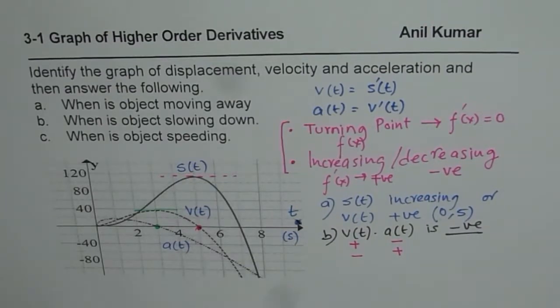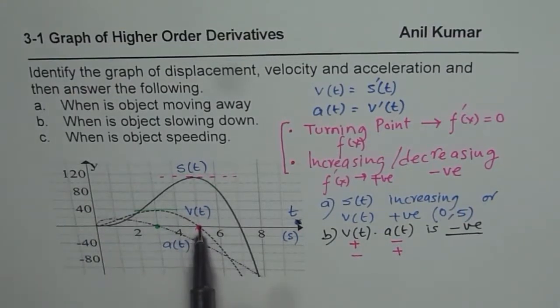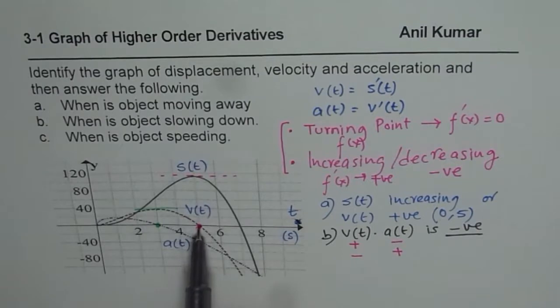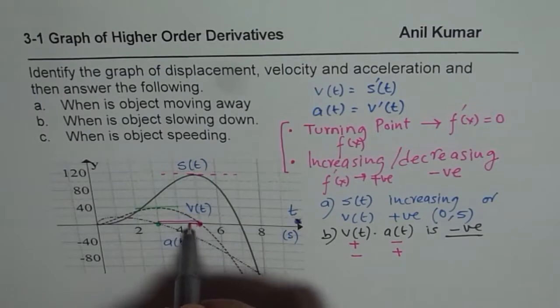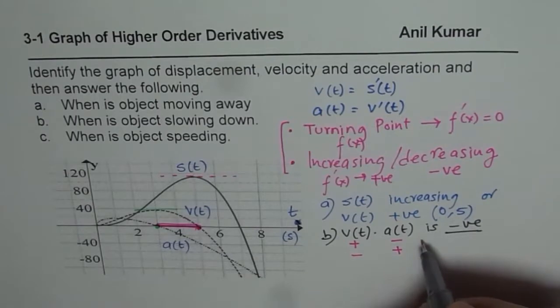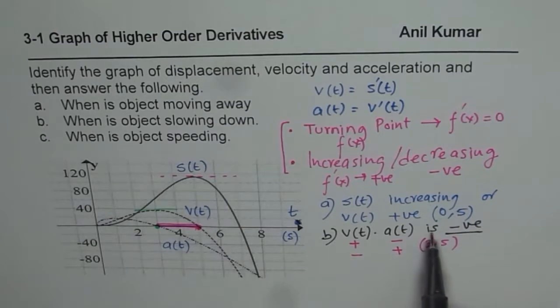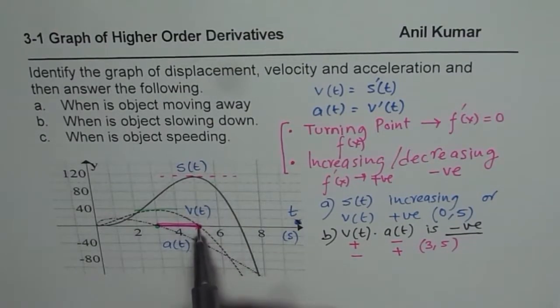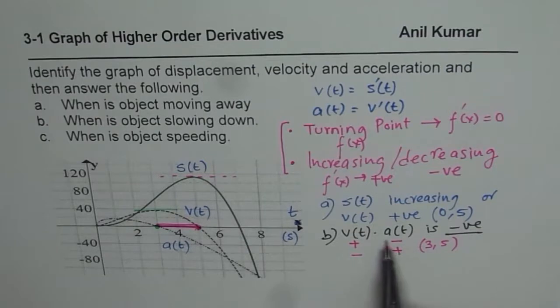So let's investigate. When is velocity positive and acceleration negative? Velocity is positive from here till that place, and during this time acceleration is negative from this to this. So it is slowing down from 3 to 5. That is one portion. So we have 3 to 5 for sure. Then let's look into when velocity is negative. Velocity is negative thereafter, after 5. During this time, is acceleration positive? No, it is not. So this is the only time when it is slowing down.